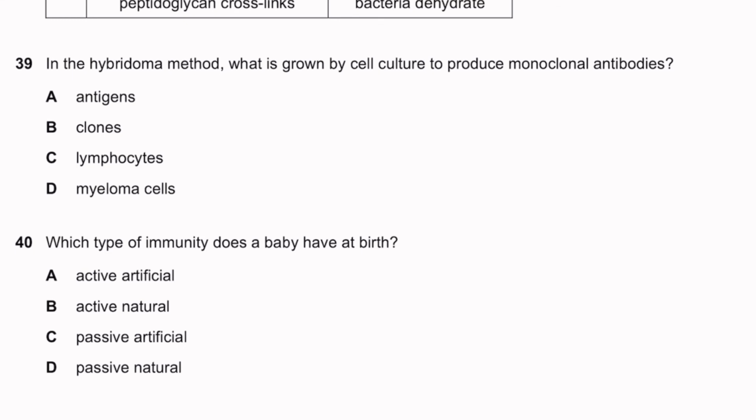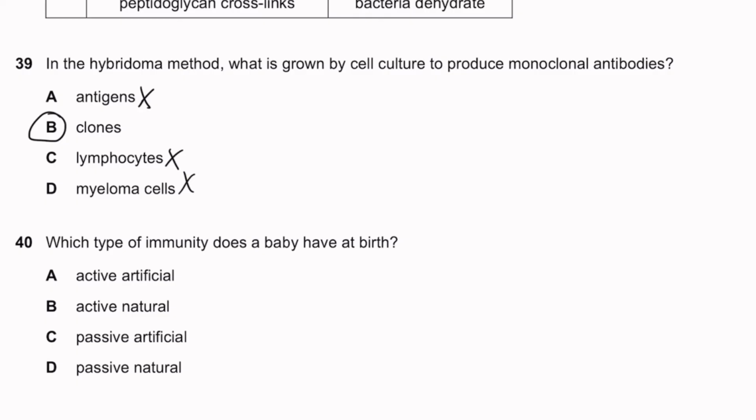What is grown by the cell culture is actually the clones of the hybridoma cells, right? So let's see. Antigens, no, antigens are not grown, right? Okay, clones, that's what I said, but I said of hybridoma cells. Let's see the other options. Lymphocytes, we're not really growing lymphocytes, we're growing the lymphocytes which are cancerous and plasma cells fused together, so that's wrong. Myeloma cells, not just myeloma cells, we're growing a specific hybridoma cell that produces the monoclonal antibodies, and so it's B.